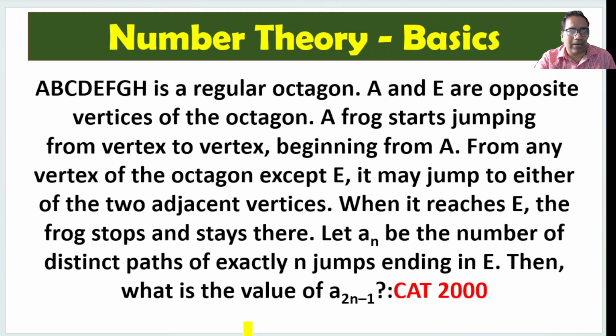Now, this looks like a big problem, but in fact it's a very straightforward problem. There is a small hint here. There is a regular octagon, meaning eight sides. At the same time, A and E are opposite. Let us use these things. A and E are opposite. And then a_(2n-1): if n is any number, 2n minus 1 will always be an odd number. N can be even or odd. Let us use these hints.